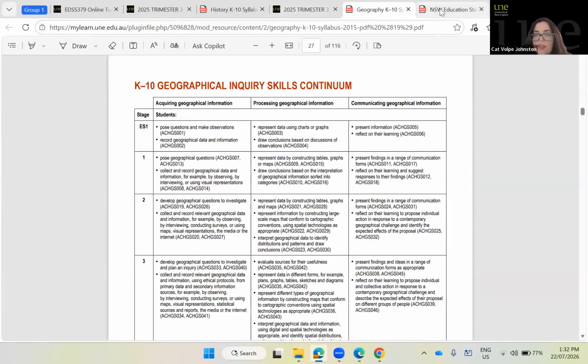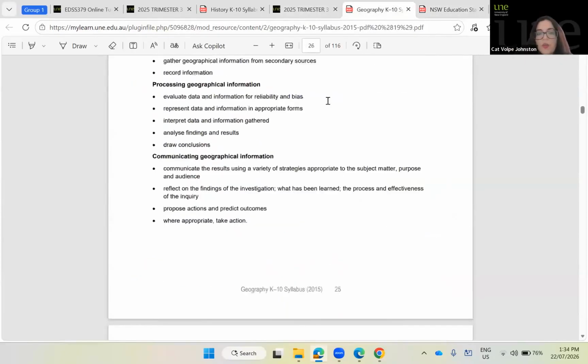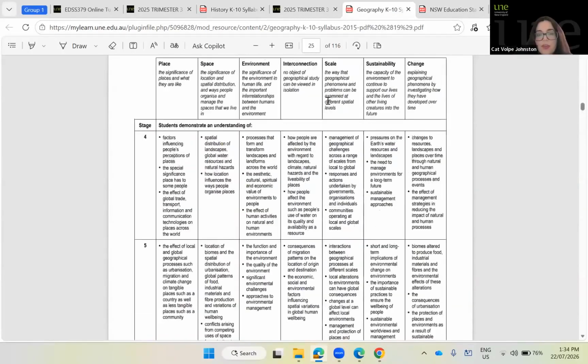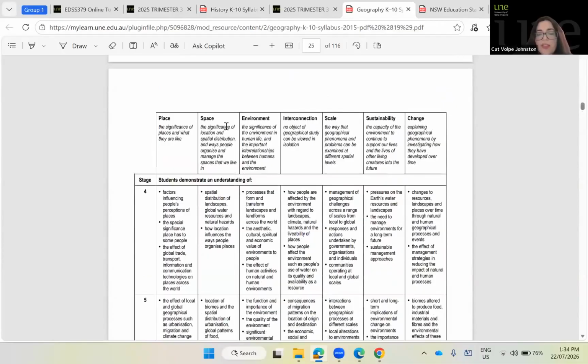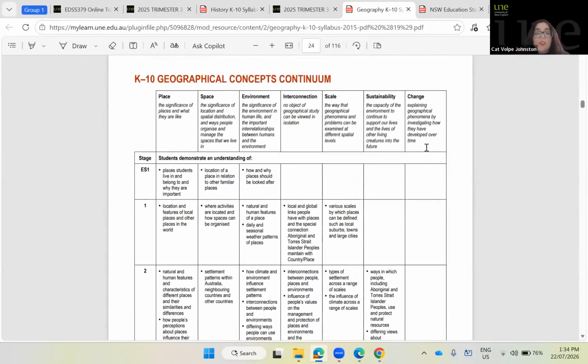It's all linked. So in geography, one other thing to remember is that we have geographical concepts. These are still very important in teaching geography. So place, space, environment, interconnection, scale, sustainability, and change. If you're not sure what those are, become very familiar with them because while you are teaching geography, you will be teaching these concepts. So very important and still a part of the new syllabus.